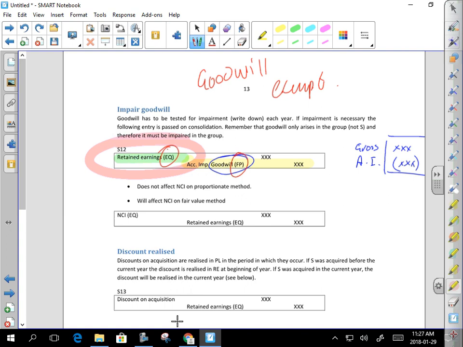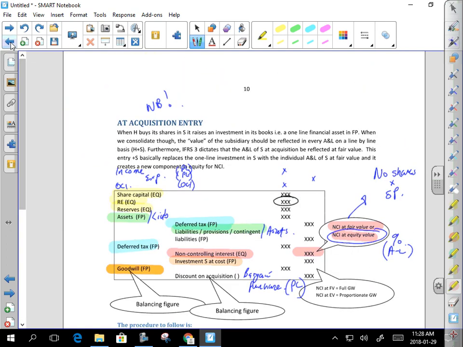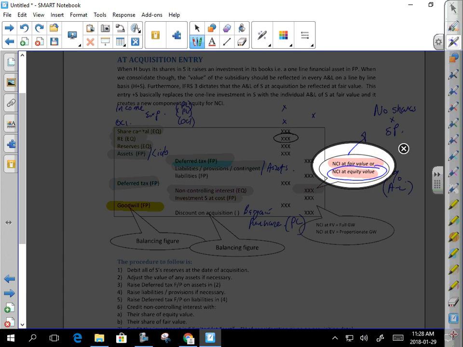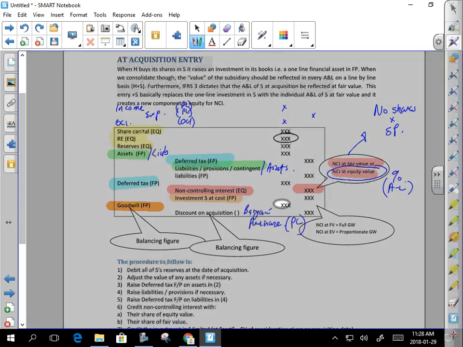Let's try the voting again. Yes, no, or depends? Depends. On what? Depends on whether NCI at acquisition were at fair value or at equity value. So if I go all the way back to my at acquisition entry, all right. Remember we had the choice, NCI at fair value or NCI at equity value. And I said to you, NCI at fair value was, in just about every circumstance, likely to be bigger, which then results in the balancing figure for goodwill being bigger.